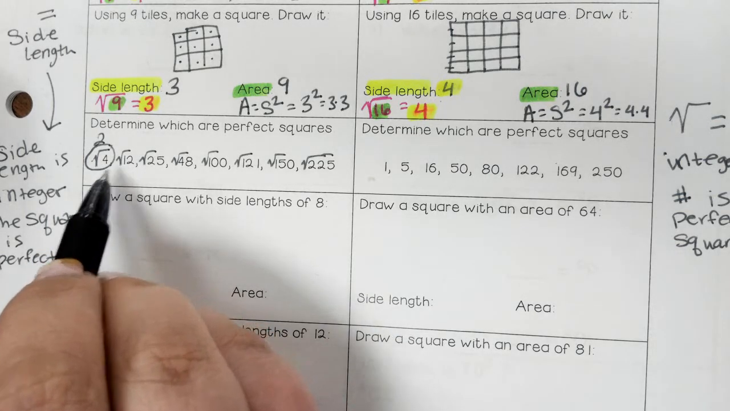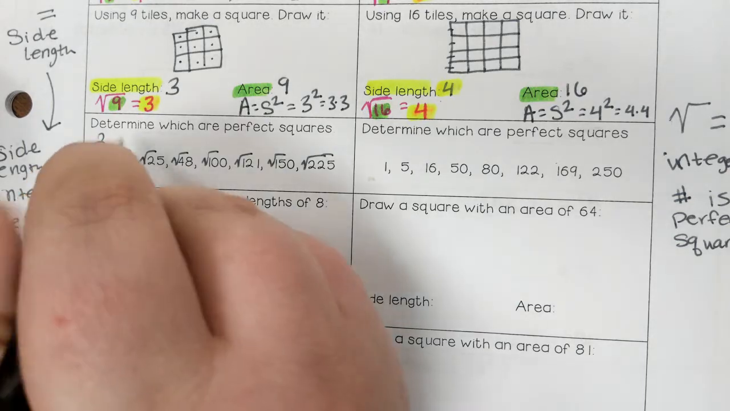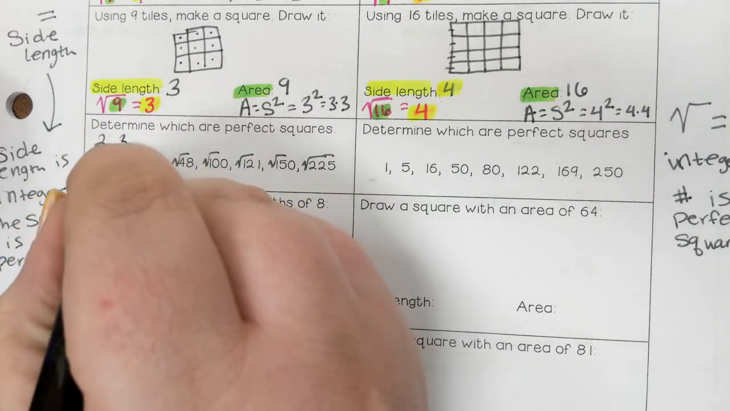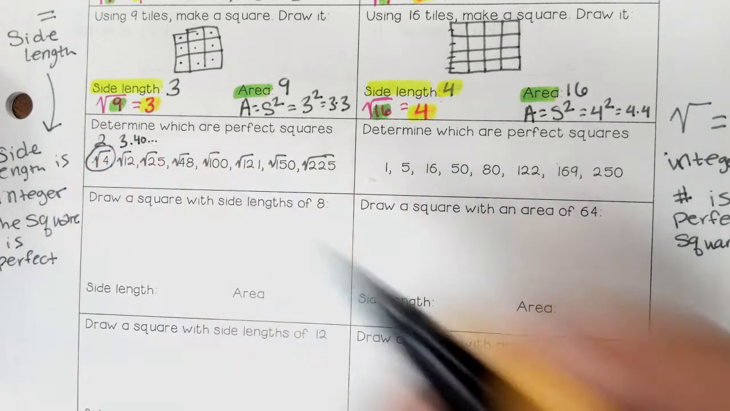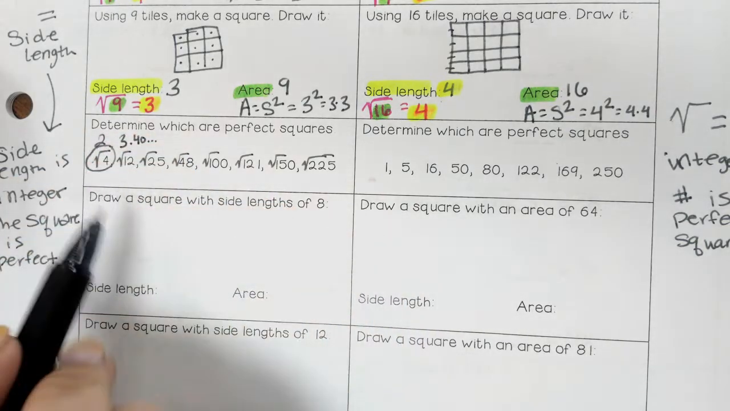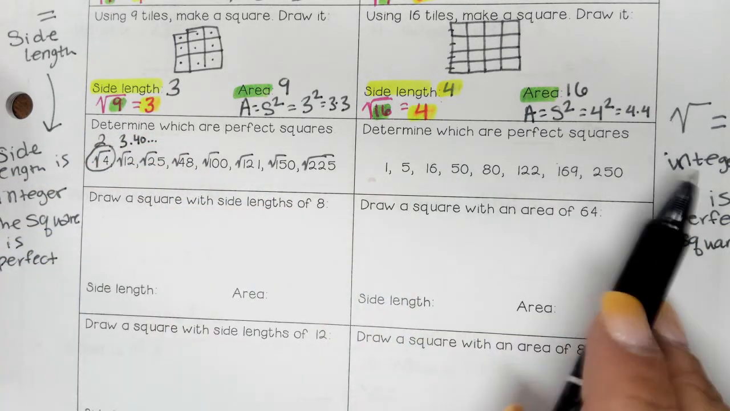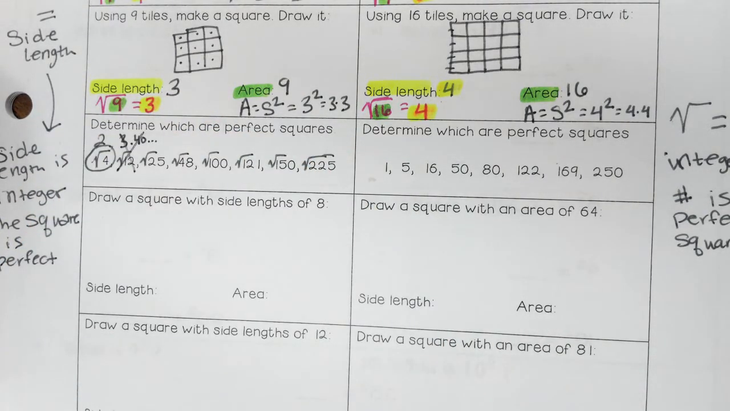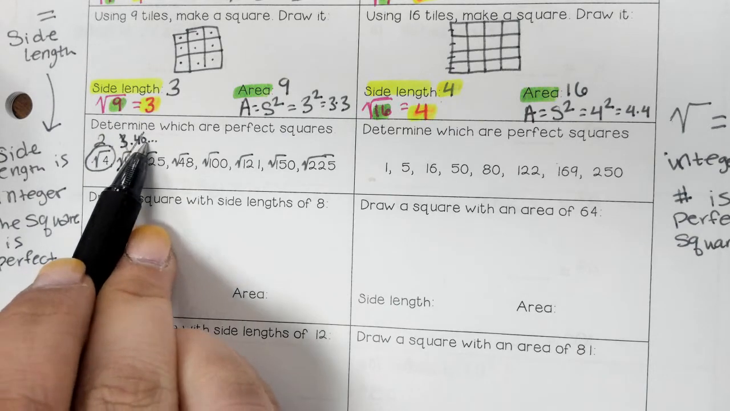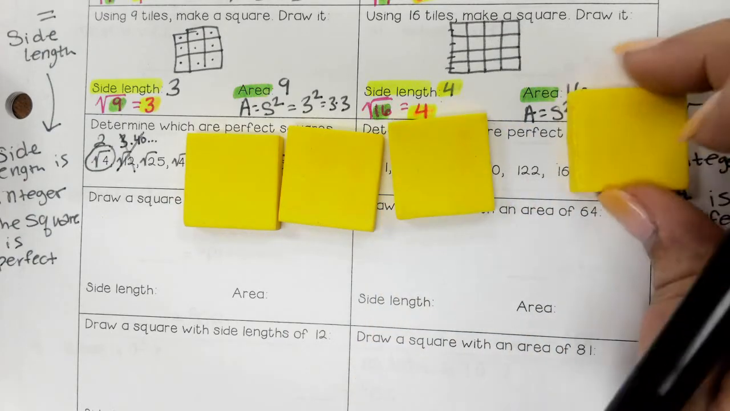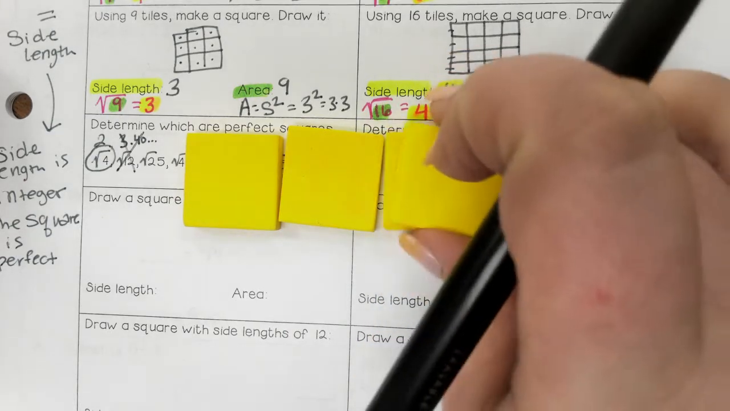The square root of 12 is not a whole number. The square root of 12 is between 3 and 4, and it's a little bit closer to 3. I believe you get something like 3.46, and that irrational number keeps going forever, non-terminating. Since the square root is not an integer, it's an irrational number, it's not a perfect square. This would mean that the side lengths would have to be 3.46. I can't show you 3.46 tiles without cutting a fourth tile in some itty-bitty pieces.